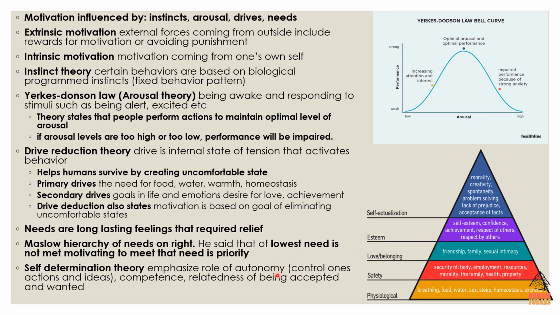This is really significant because Maslow says that if the lowest need is not met, motivation to meet that need is the priority. So you got the physiological need first. It's like the need for breathing, water, and then basics of life. And then you got safety, security of the body, employment, financial safety, resources, family safety, health safety. You got then relationships, you got friendship, family, etc. And then you got self-esteem, you got confidence, achievement, and then lastly you got morality, creativity.